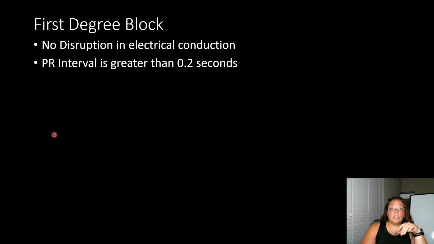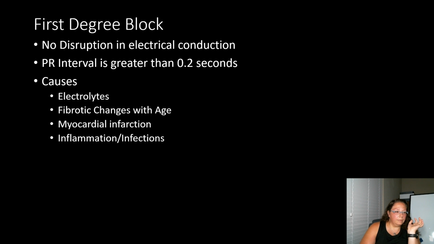So in first degree block, your PR interval is going to be greater than 0.2 seconds. So remember, if we think of our poem, I didn't learn it with the poem, so I have to refer to it. If the R is far from P, then you have first degree. So you have a greater than 0.2 second PR interval. And the other thing is that every P wave has a QRS.